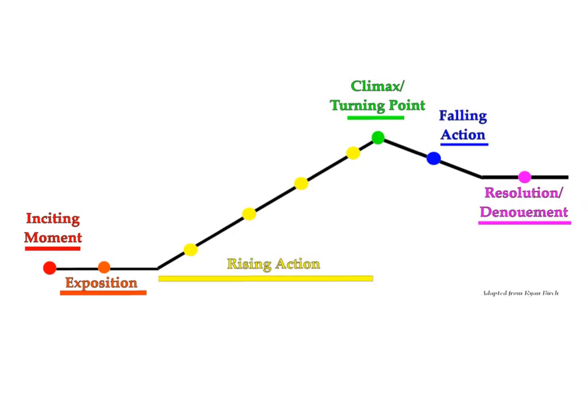So first, in a plot, you have the inciting moment. Inciting means beginning. Then you have the exposition. The exposition is where you learn about the characters and the setting and perhaps the conflict. Now if you look right here where the line goes from being flat to going up, where it goes from exposition to rising action, that's where your conflict starts to get worse.